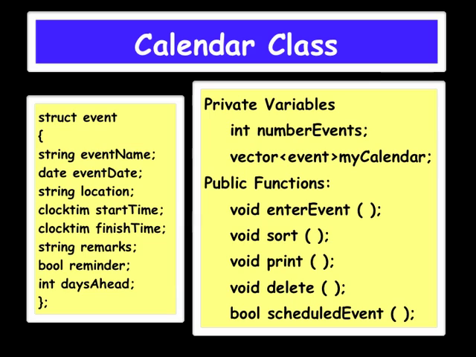We would have private variables for the number of events in our calendar, and then a vector of events called myCalendar. Then we could develop a number of different public member functions. For example, we could enter an event, sort the events, print out a calendar, delete an event. Perhaps we could even do things like determine if we had a scheduled event on a given day.